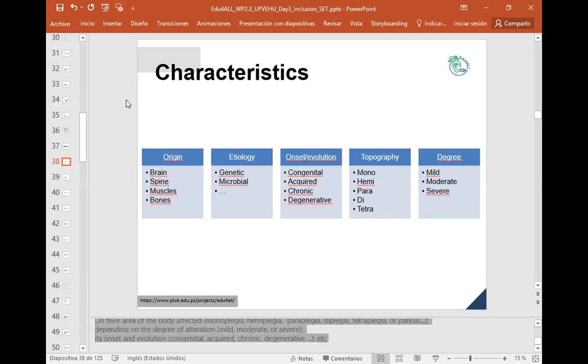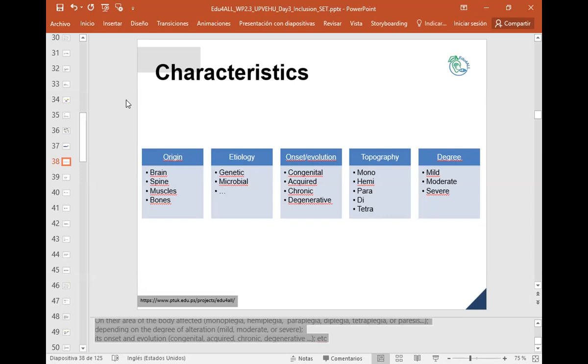The following would be some of the general characteristics that students with motor difficulties can present. They present a great heterogeneity, depending on their origin. Brain: cerebral palsy, cranioencephalic trauma, multiple sclerosis, tumors. Spine: spina bifida, injuries and spinal trauma. Muscles: myopathies, or bones: arthrogryposis, rheumatism, deviations of the rachis.